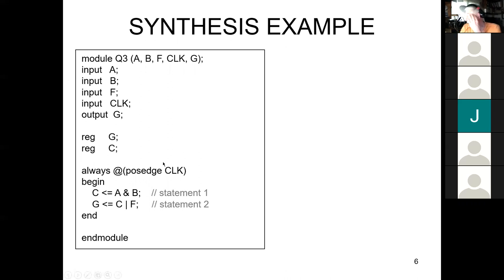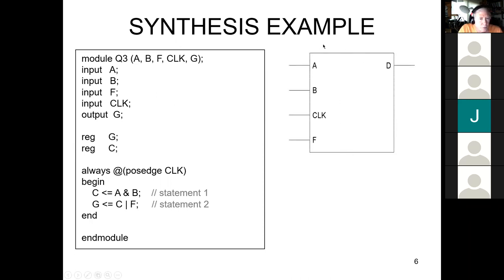So what's going to happen? Is this circuit going to be... and notice that C is an output here and an input there. And again, C is an internal signal, it doesn't appear in our external port list. So what's going to happen? So we have this device here, the black box, we have a clock input, we have an F, an A, a B, and we have a D output.